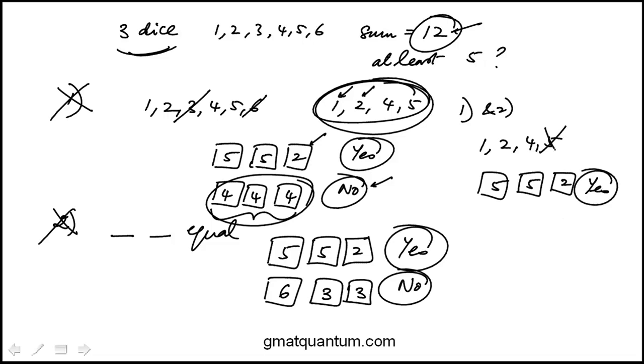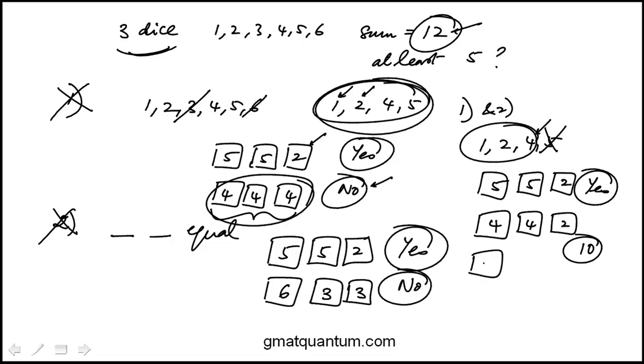Now, if I exclude 5, can I get a sum of 12? Well, the only case would be if I have 3 4s, because if you have 2 4s, you'll be short. Meaning if you replace this with 2, that would be 10. If it's 1, you're not going to get 12 again. This would be 9. And if I have 2 2s or 2 1s, then it would be even less.